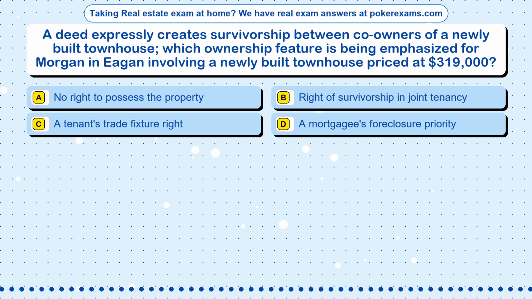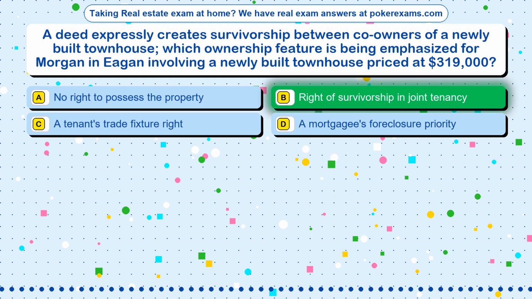Question 42. A deed expressly creates survivorship between co-owners of a newly built townhouse. Which ownership feature is being emphasized for Morgan and Egan involving a newly built townhouse priced at $319,000? Option A, no right to possess the property. Option B, right of survivorship in joint tenancy. Option C, a tenant's trade fixture right. Option D, a mortgagee's foreclosure priority.